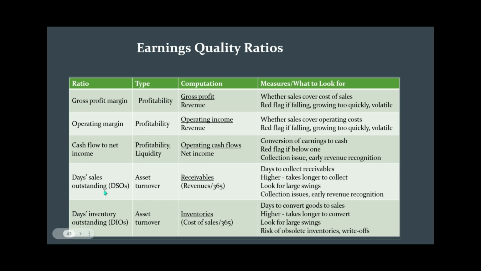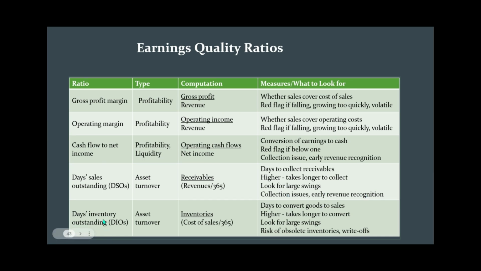Days sales outstanding, or DSOs, this is an asset turnover ratio, and is computed as receivables divided by revenues over 365. And this tells us the number of days a company takes to collect its receivables. If this number is higher, it means the company is taking longer to collect, and you should look for large swings in this number. This number should remain fairly consistent. So large swings, whether up or down, is a sign that something could be happening in the company. And this could include things like collection issues or early revenue recognition.